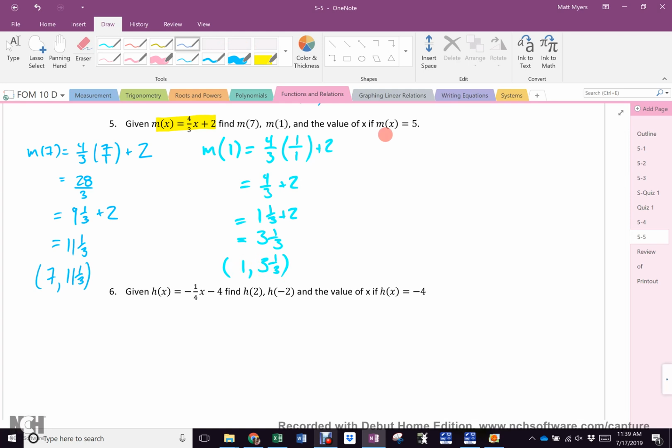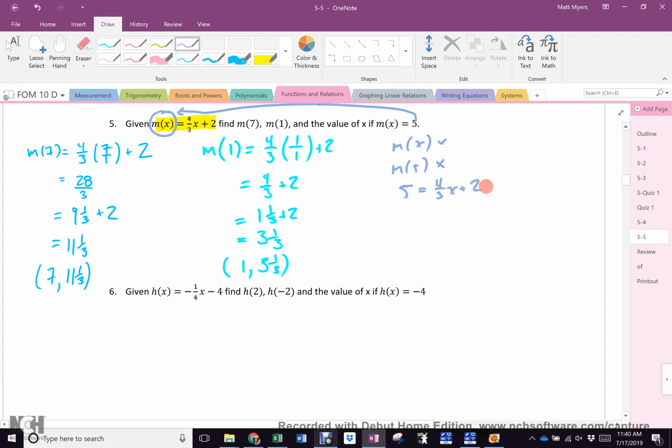And lastly, what am I going to write here? Can I write m of x? No. Can I write m of 5? No. What do I really write? 5. Because the m of x is 5. So this whole side is where the 5 goes, because that whole thing is worth 5. So I have 5 equals 4/3 x plus 2.